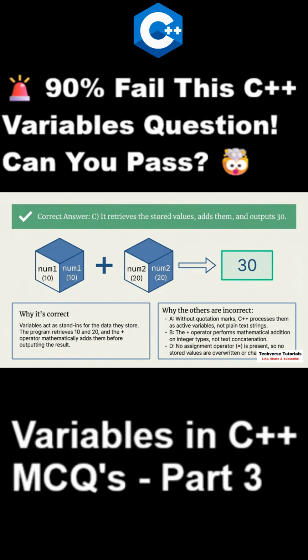Correct answer, C. It retrieves the stored values, adds them, and outputs 30. Why it's correct. Variables act as stand-ins for the data they store. The program retrieves 10 and 20, and the plus operator mathematically adds them before outputting the result.